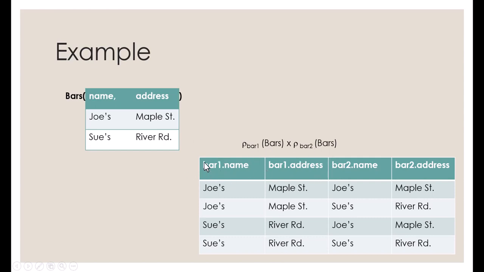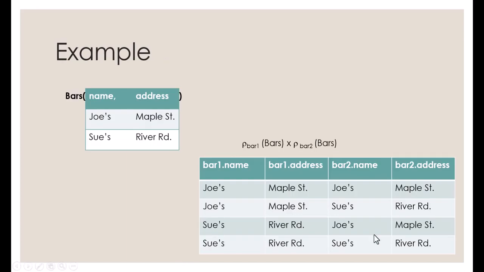The first one will be Bar1.name, Bar1.address. For each one, we are taking every single combination with another reference of Bars. So now we have combined that with Bar2.name and then Bar2.address. So it's resulting in 4 rows of data.